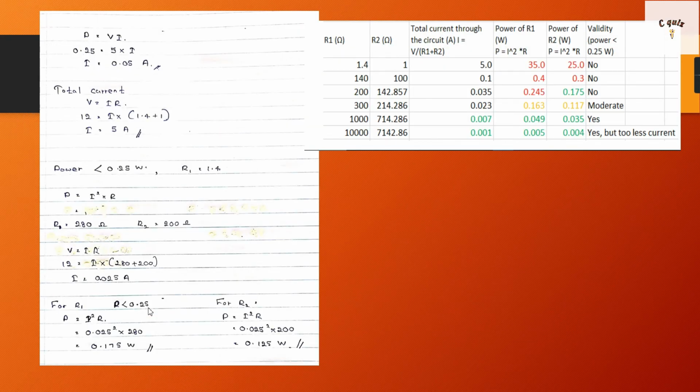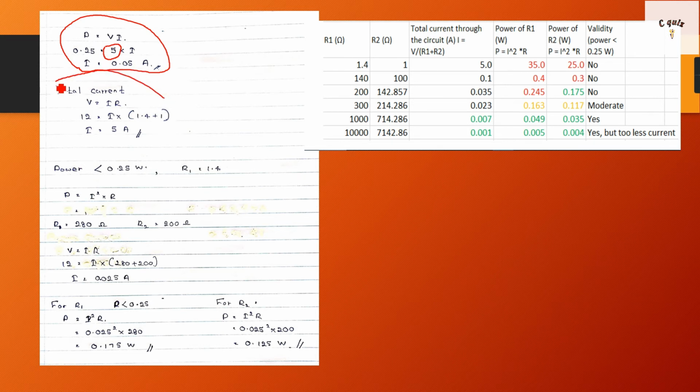Before we find the R1 and R2 values, we need to find the current through the resistor. So here you can see the power is equal to 0.25 and the voltage is 5, because we know the output voltage is 5. Using this equation we can find the current through the resistor, which is equal to 0.05 ampere.